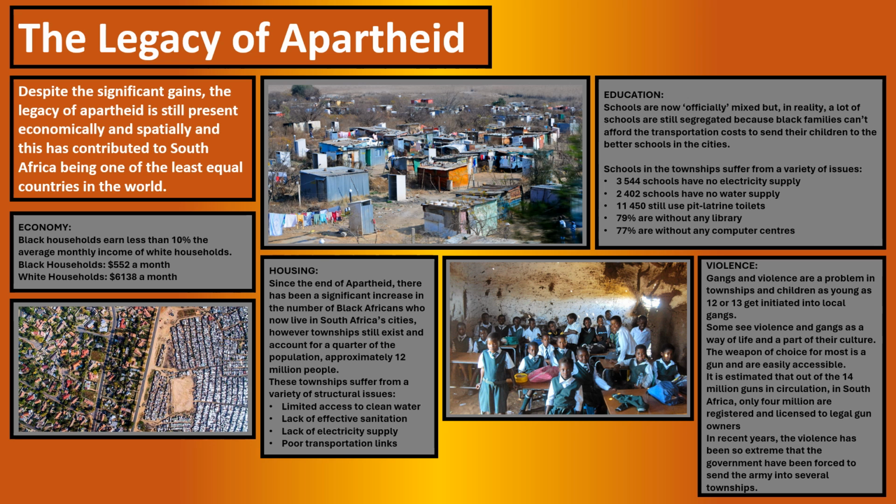It's estimated out of the 14 million guns in circulation in South Africa, only 4 million of those are registered and licensed to legal gun owners, which means that other 10 million guns are in the hands of criminals who are willing to commit violent crimes. And in recent years, the violence has been so extreme that the government have been forced to send the army into the townships to keep the peace.